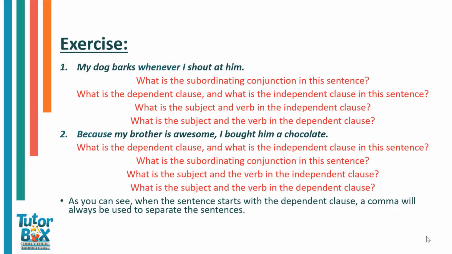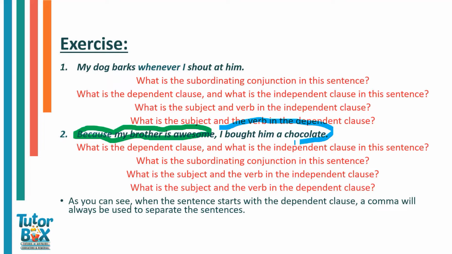Now looking at number 2. The dependent clause in this example is this entire thing, which is because my brother is awesome. Again, sorry for the circle being skew. The independent clause in the sentence is I bought him a chocolate.